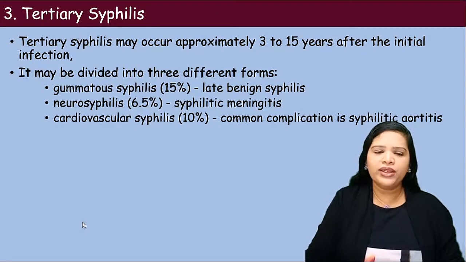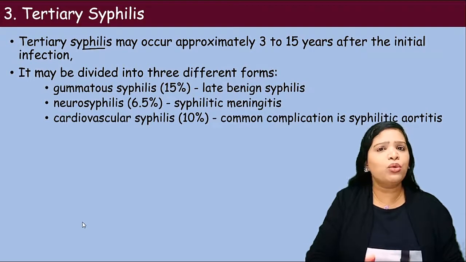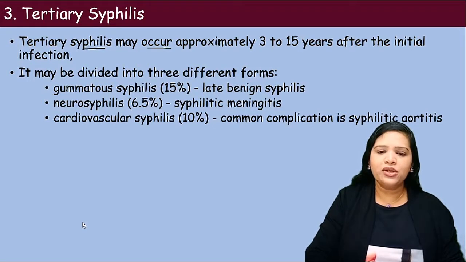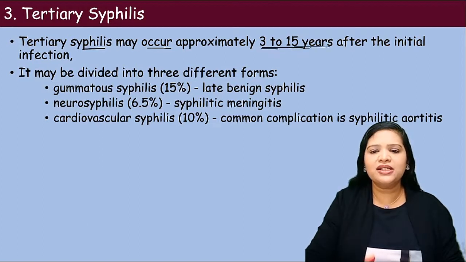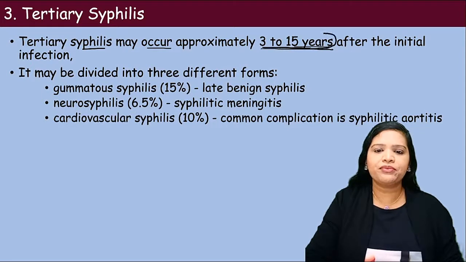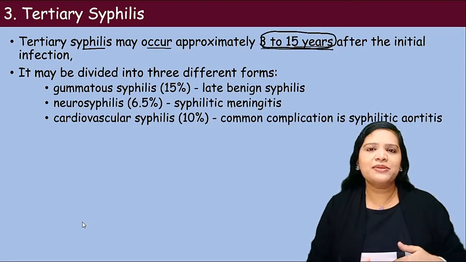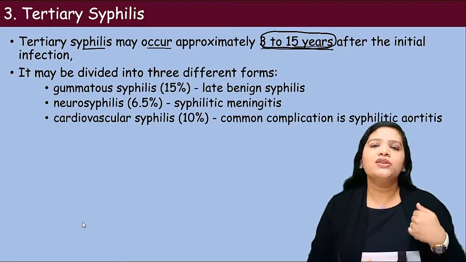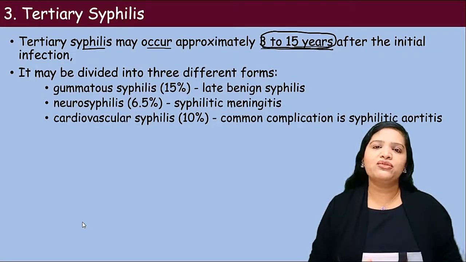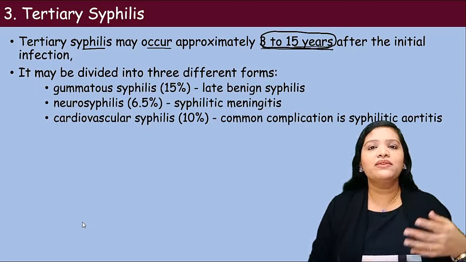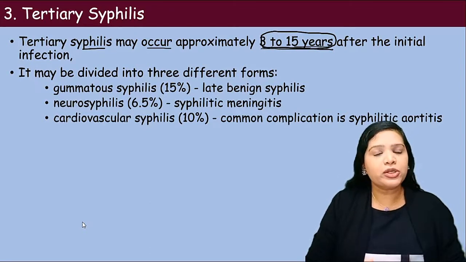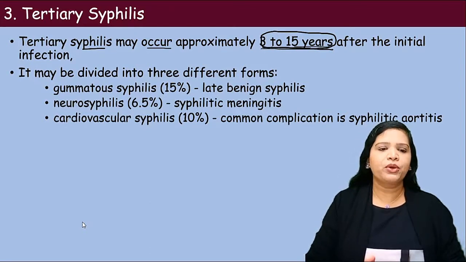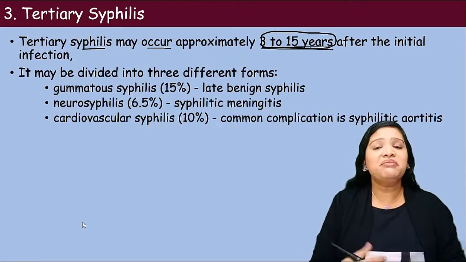Now, tertiary syphilis won't occur immediately. It may occur approximately 3 to 15 years after the initial infection, so it takes more time. The organism subsides, hides in the body, and suddenly appears again. For some people it may appear after 3 years, for some 4 years, 5 years, 10 years, or 15 years. That depends on the person. Now it comes in many different forms.